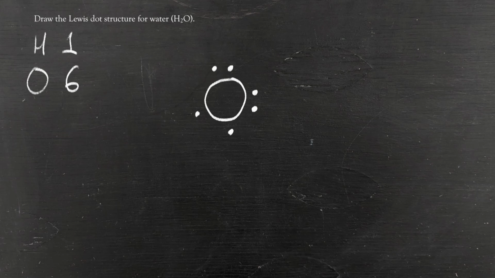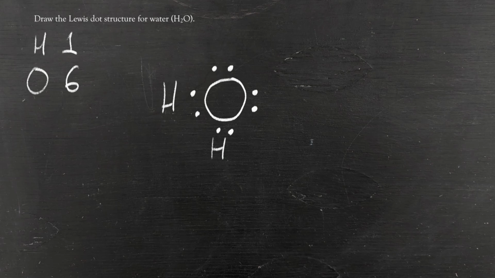You can see that 4 of those electrons have been put into pairs, and there are 2 electrons on their own that are available for bonding. So each hydrogen has 1 electron available to bond. So if we were to put one here, it could make a single bond. And if we put one here, there'll be another single bond.